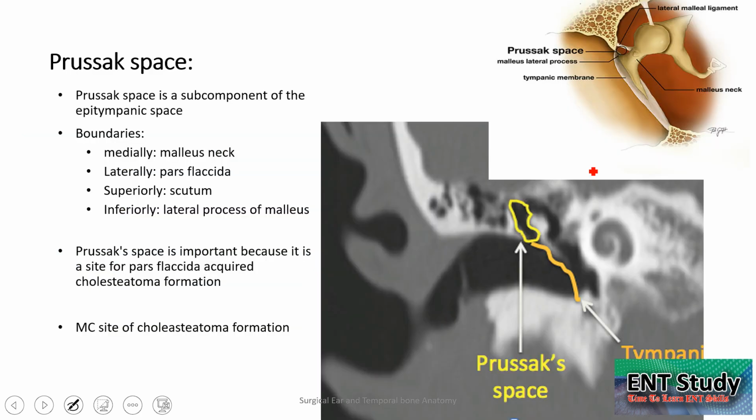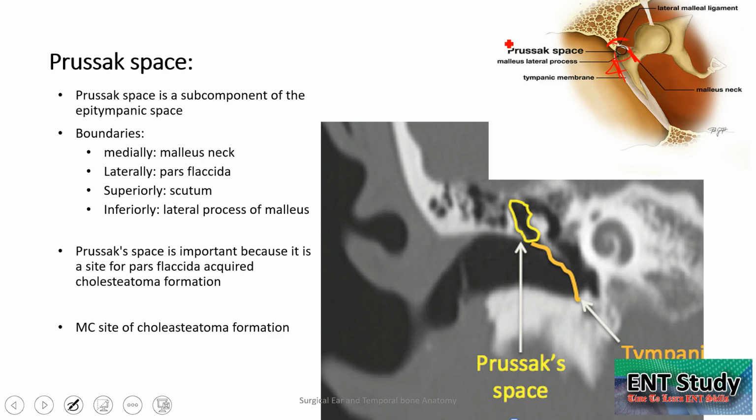The first of which is the Prussak space. So this space is a subcomponent of the epitympanum. It is bounded medially by the malleus neck, laterally by the pars flaccida, which is part of the tympanic membrane, superiorly by the scutum, and inferiorly by the lateral process of the malleus.